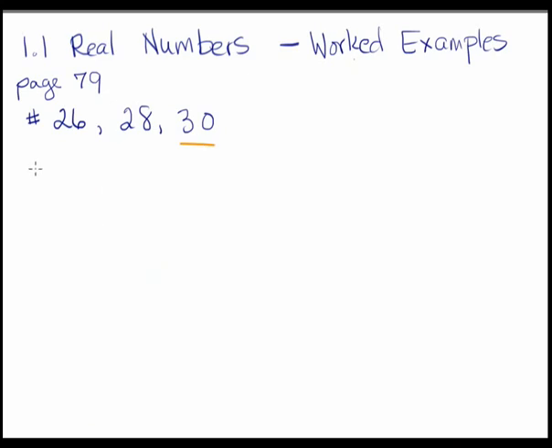Question number 30 looks like this. 25 minus the absolute value of 9 minus 3 times 4 times 5 minus 18, all of that minus 20.